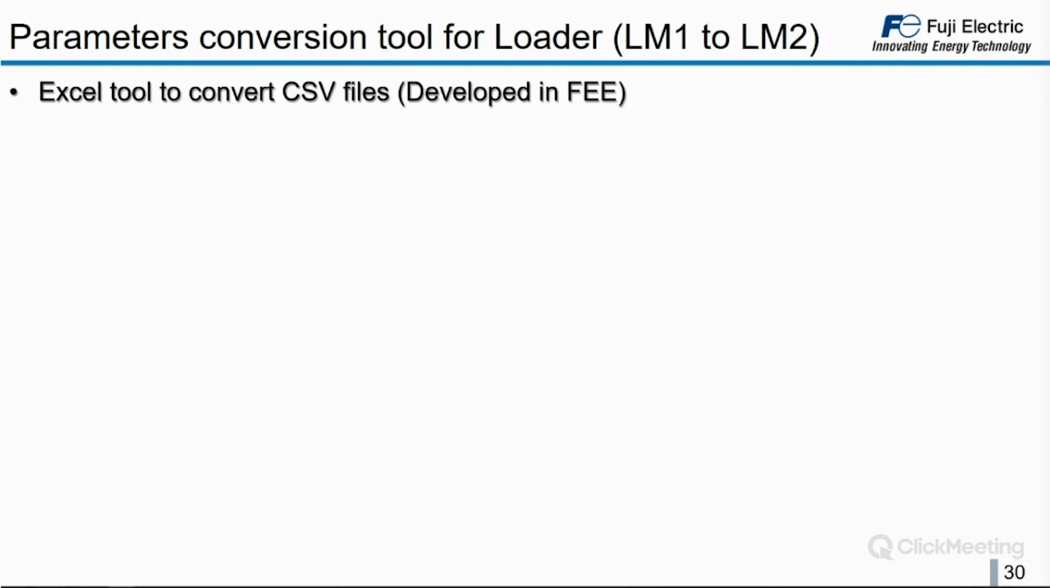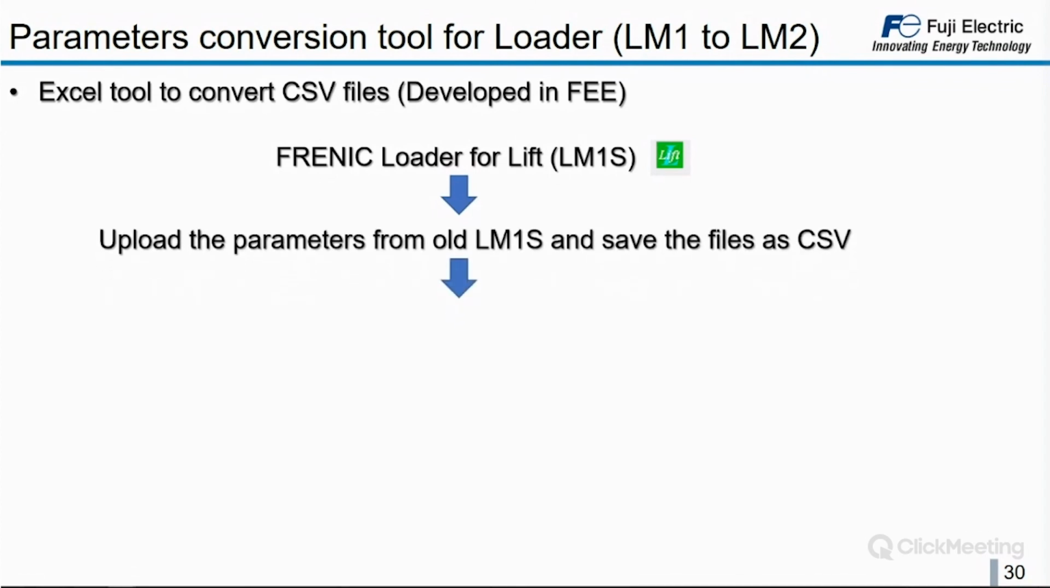So how is this going to work? We have a Fuji loader for lift, LM1S. We connect the computer, we connect the loader to the inverter, to LM1, and then we upload the parameters into the loader. When the parameters are uploaded, we save these parameters into a CSV file. And if you don't know, when you save parameters on loader software, you can choose if you save it in the standard loader software format, which is FNC, depending on the loader software, or in CSV. So in this case, we will save it in CSV.